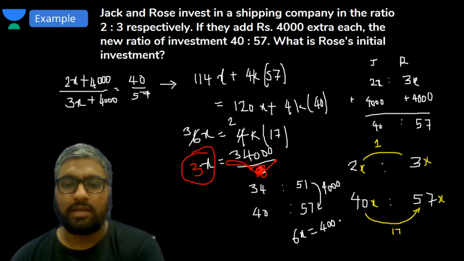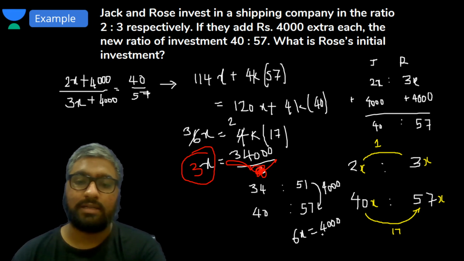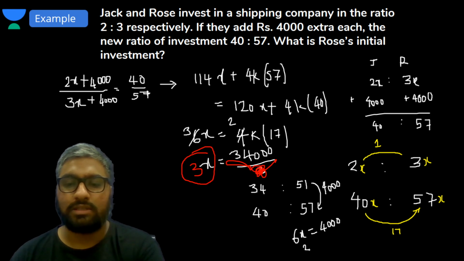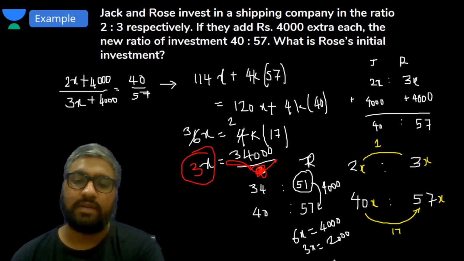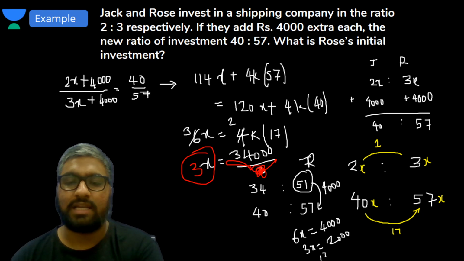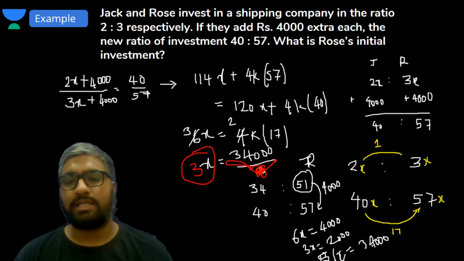So 6x is 4,000 rupees. If you can do this calculation mentally, there's nothing better than that. 6x is 4,000, 3x is 2,000. What do we need? We need 51x. This is what they're asking, Rose's initial investment, 51. That's 17 into 3x. So 2,000 into 17 is 34,000, if you want to avoid equations.